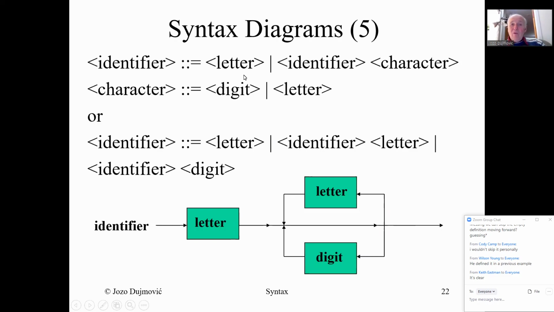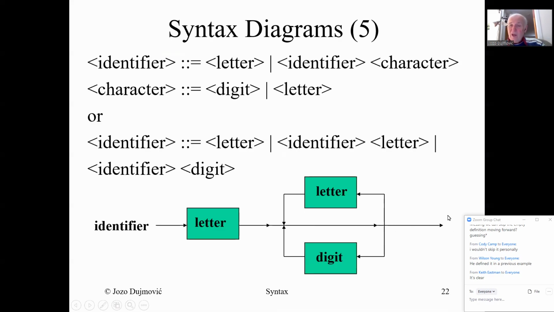Now, if you want to define an identifier, it must start with a letter. So identifier is a letter, or a previously defined identifier followed by a character, where character is a digit or a letter. So I can say, okay, I have that identifier is a single letter, or a letter followed by any number of letters. So you go here, letter, letter, for example, A, B. A, go here, B, go here, and go out.